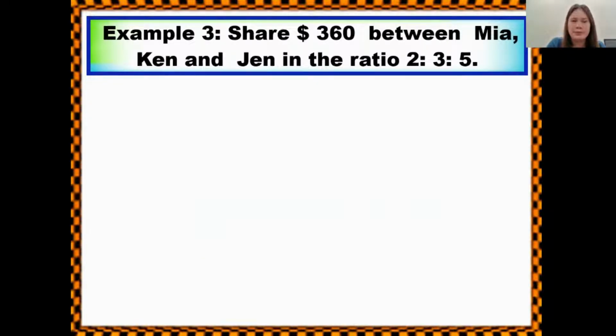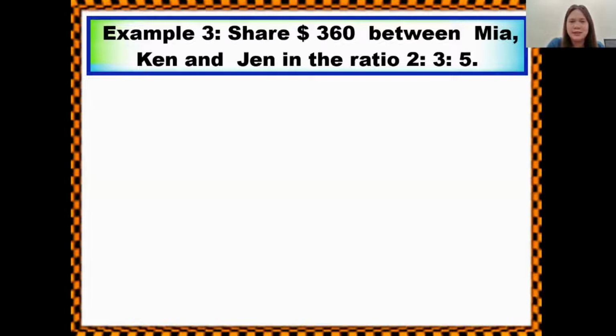Example number 3. Share $360 between Mia, Ken, and Jen in the ratio 2 to 3 to 5. So please try to answer. Follow the steps. There are only 4 simple steps. First, you are going to add, divide, second step, multiply, and then check.